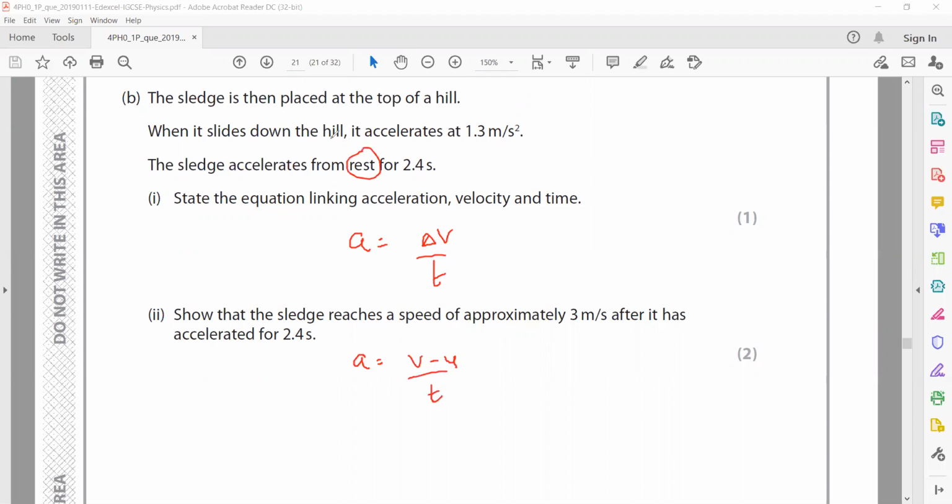Because it started from rest, initial velocity is 0, time interval is 2.4, acceleration is given 1.3, final speed we don't know. So v is equal to 1.3 multiplied by 2.4. So the final speed of the sledge with this acceleration is 3.1 meter per second.